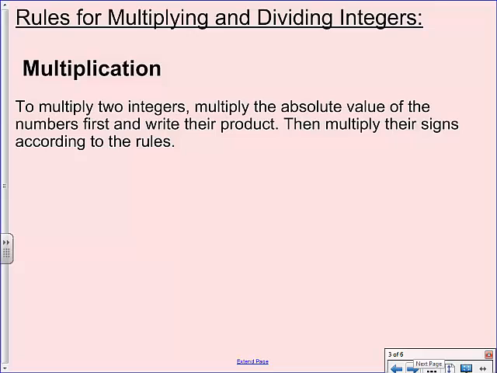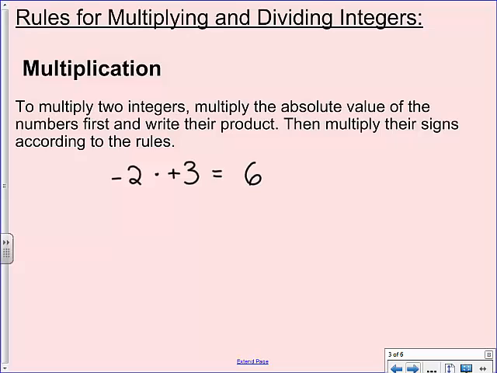So now let's include the numbers. Multiplication. To multiply two integers, multiply the absolute value of the numbers first and write their product. Then multiply their signs according to the rules. Negative 2 times positive 3. So the first thing we have to do is to multiply the absolute values of the numbers. That means multiply 2 times 3. Forget about the sign for a second. 2 times 3 equals 6.